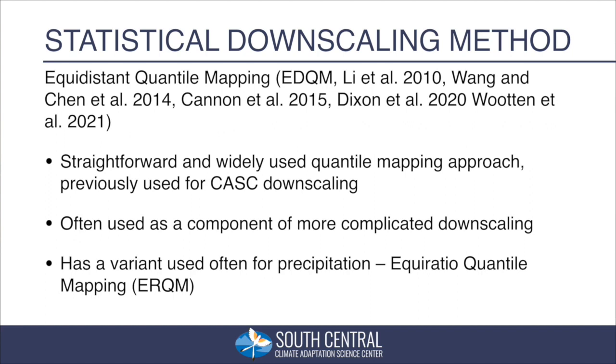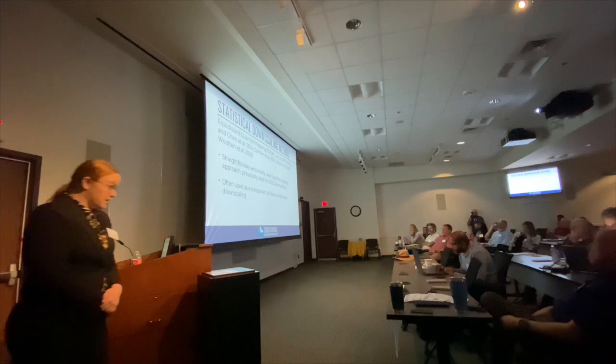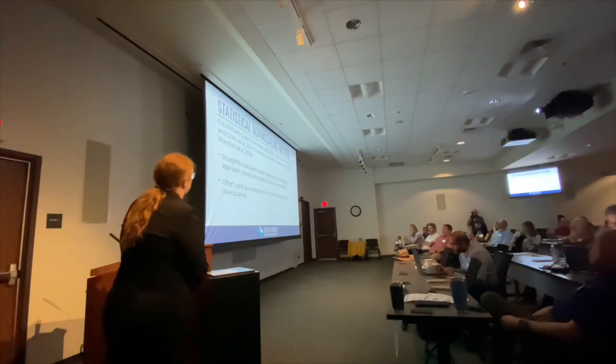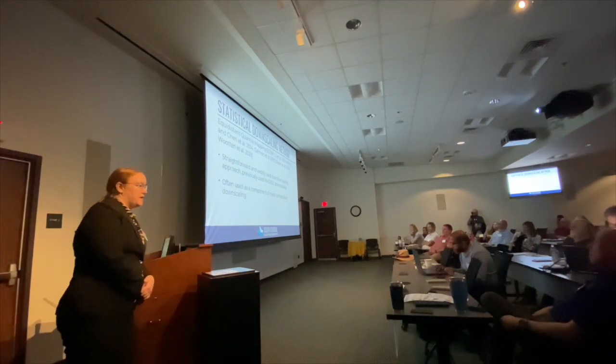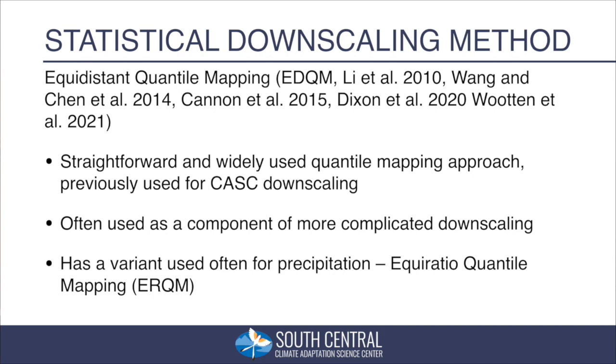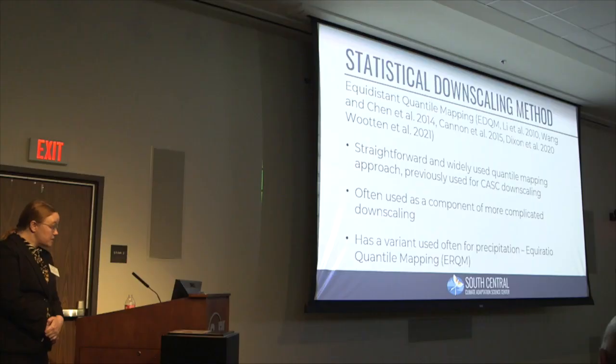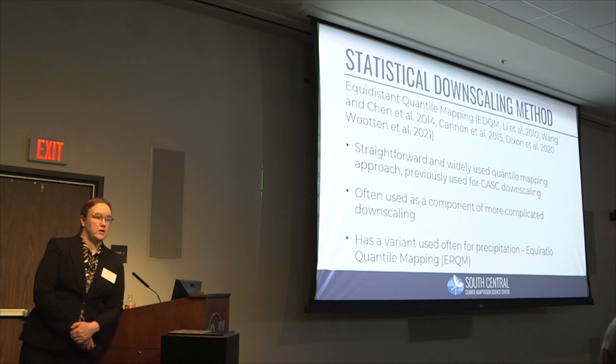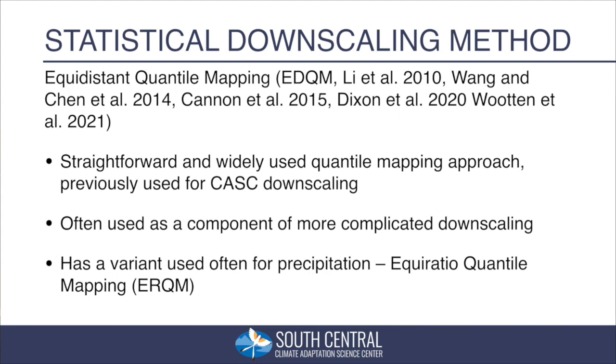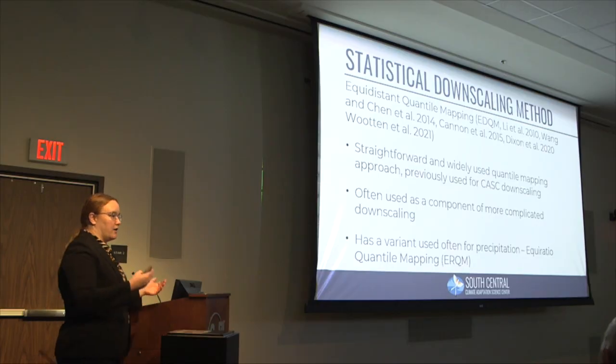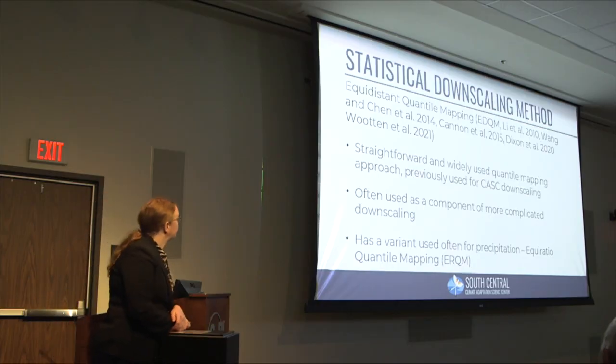The other reason is because in more complicated statistical downscaling techniques, it's actually often used as a component for that. So there's nothing necessarily to be gained by going to a more complicated technique for that reason. It also has a handy variant for precipitation in particular, which is referred to as the equiratio quantile mapping method, and for all practical purposes, it's the same technique. It's just a matter of whether or not it's an additive change or a multiplicative change.